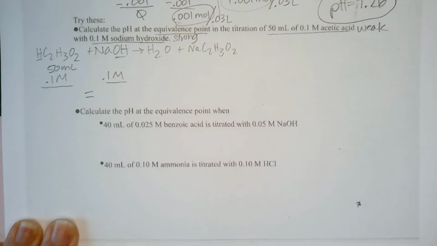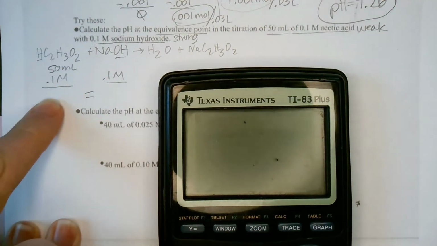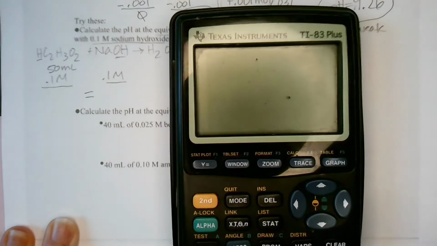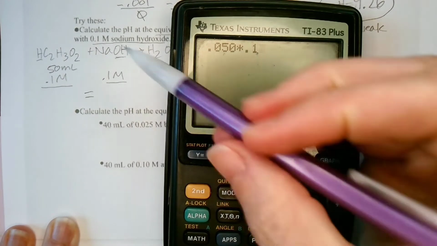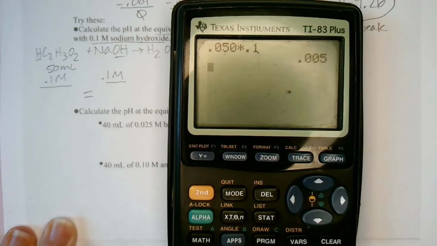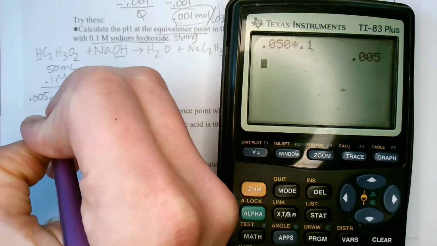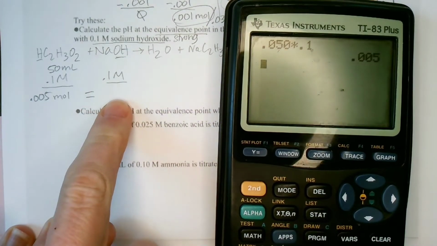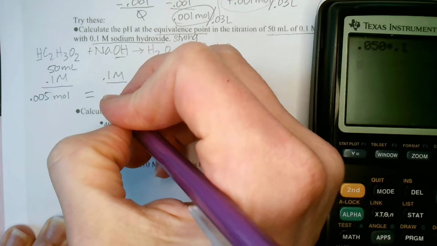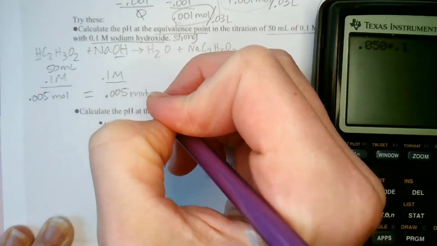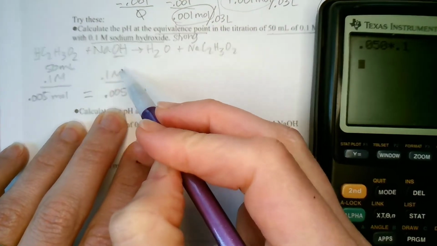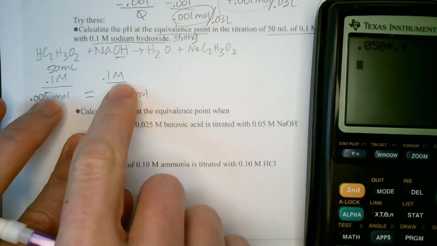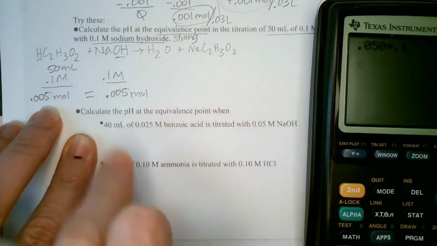So let's do a little bit of math here to figure out how many moles we have of acetic acid. So I'm going to do 0.050 liters times 0.1. So I've got my volume times my molarity to get 0.005 moles. And we need to have 0.005 moles of NaOH. Now, we can see right here, it's the same concentration. To get the same amount of moles, we would need the same volume.